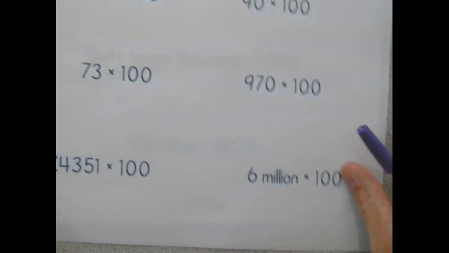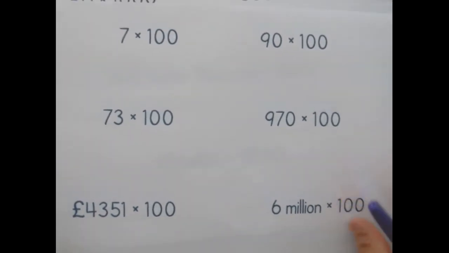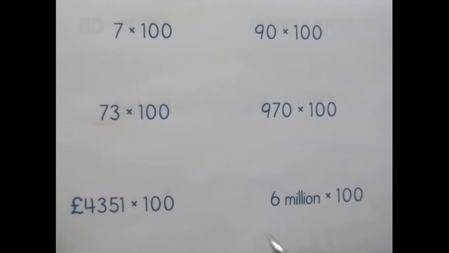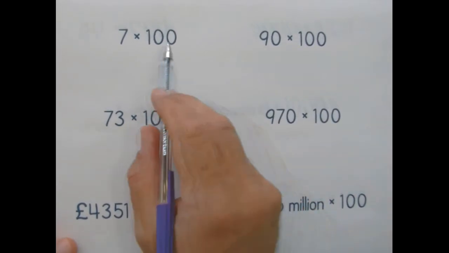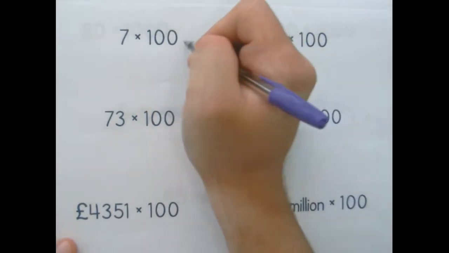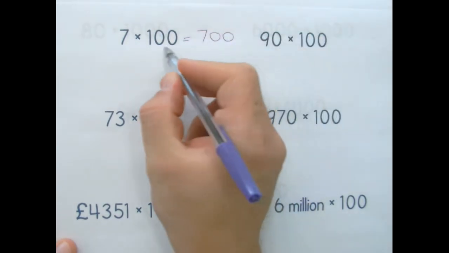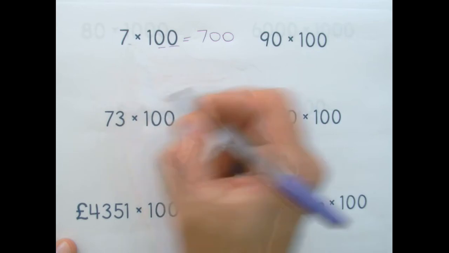Now, that sort of technique applies when you're times by 100 as well, or 1,000 or 10,000. Now, when you times by 100, of course, you notice in 100 there's 2 zeros. So we're going to add 2 zeros on. So you know 7 times 100 is 700. But ultimately, we're adding 2 zeros onto the 7.